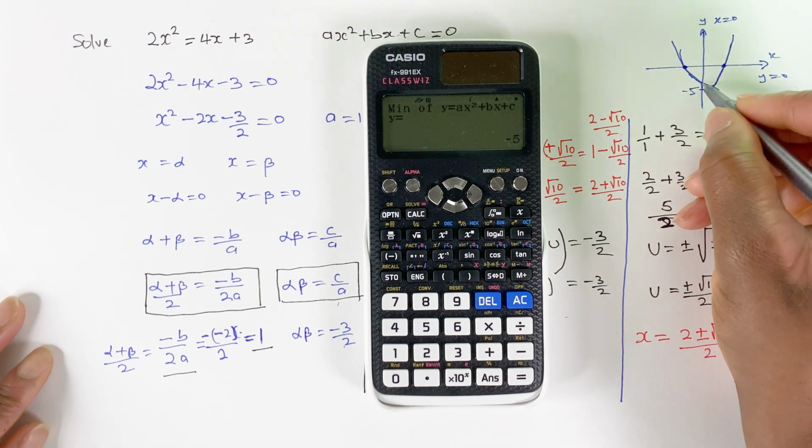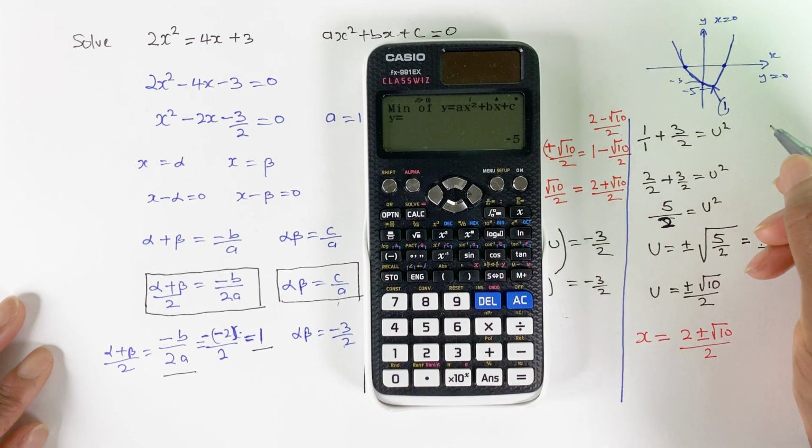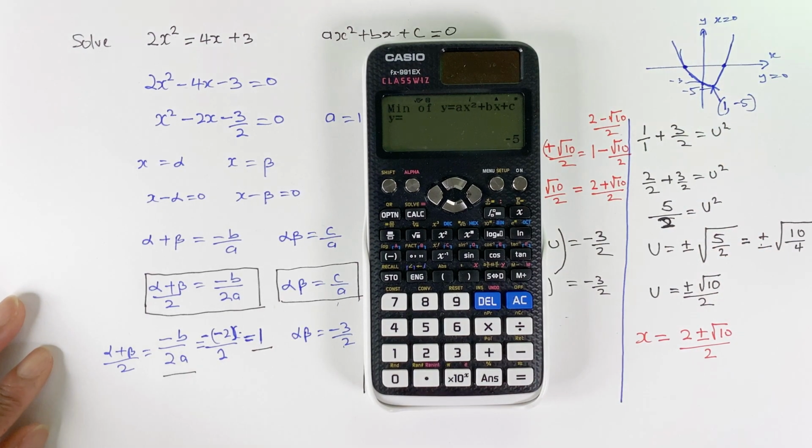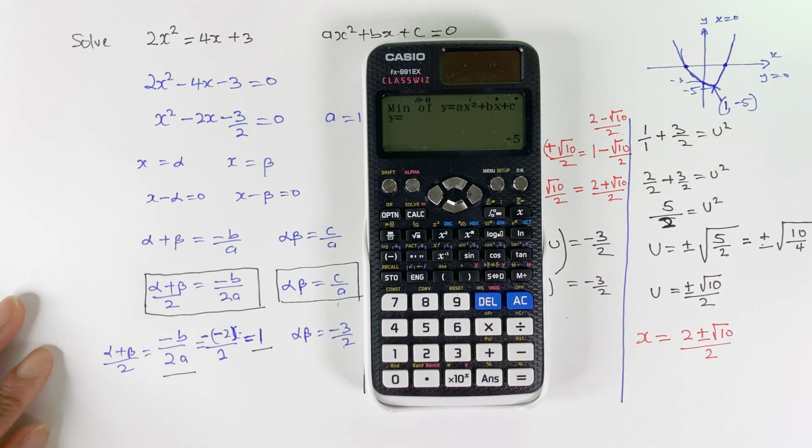So -5. Remember that's -3. The intercept is -3. So that's -5. So that will be the turning point there. And that's what it's giving us.